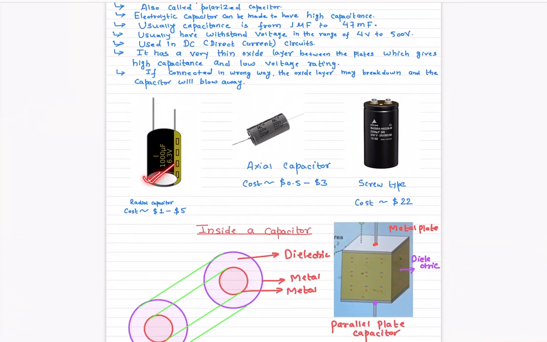So you see the differences between the unpolarized capacitor and the polarized capacitor. For the polarized or electrolytic capacitor, the capacitance is usually high, but the working voltage is low. This is mostly used in DC circuits. You cannot use this one in an AC circuit because it has a preferred polarity, while the unpolarized capacitor can be used in either DC or AC circuits, but mostly in AC circuits.